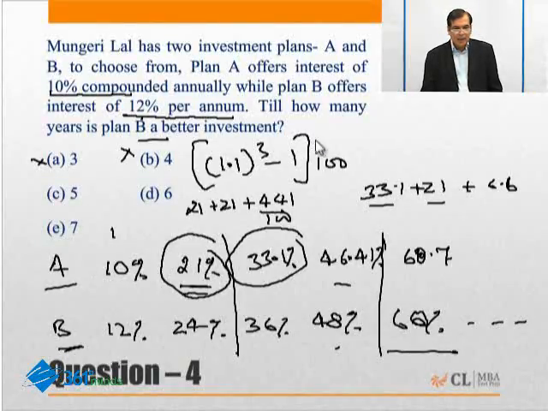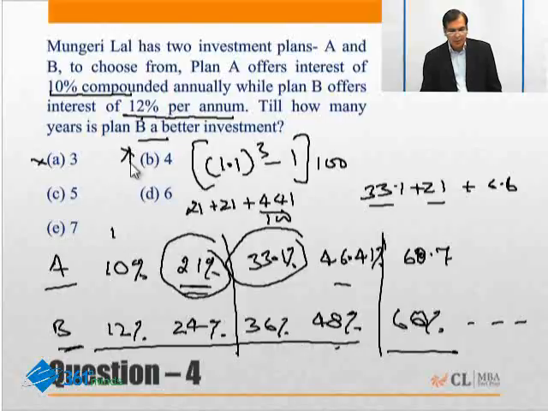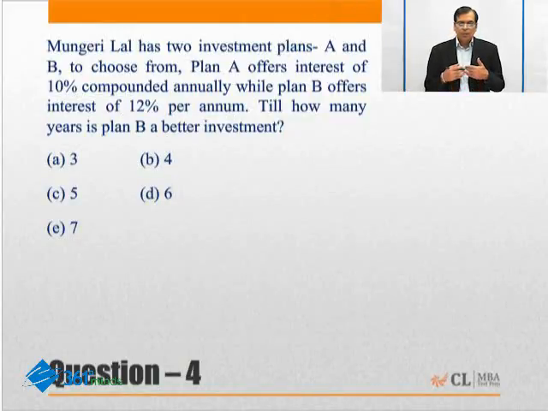So till how many years is Plan B better than A? Plan B is better than A for the first 4 years. Sorry, the correct answer is 4. 5th year onwards, Plan A becomes a better option. So please apply the concept of successive increments whenever you need to do compounding. So for 5th year, what did we do? We said there are 2 successive increments of 21% and 33.1%. For 4 years, 2 successive increments of 21%.